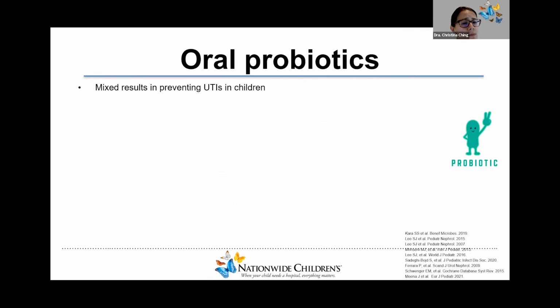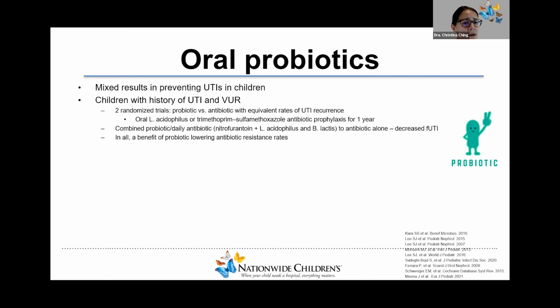There have been mixed results in oral probiotics to prevent urinary tract infections in children. In children with urinary tract abnormalities, such as reflux and a history of urinary tract infection, there are 2 randomized trials showing that probiotics versus antibiotic prophylaxis have equivalent rates of UTI recurrence. Specifically, they looked at using Lactobacillus acidophilus versus trimethoprim-sulfamethoxazole. In another study, combining the probiotics Lactobacillus acidophilus and Bifidobacterium lactis with the prophylactic antibiotic nitrofurantoin, they found the combination decreased the rate of febrile urinary tract infection compared to antibiotic alone.